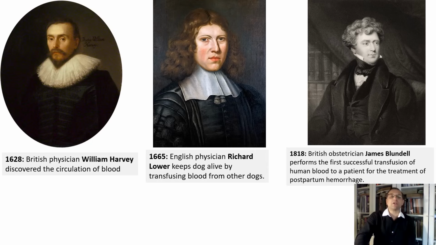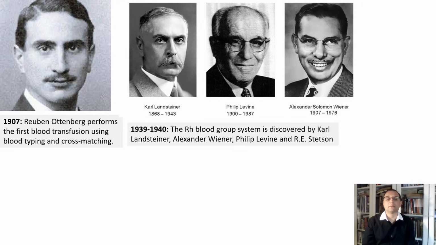1818. British obstetrician James Blundell performs the first successful transfusion of human blood to a patient for the treatment of hemorrhage. In 1907, Reuben Ottenberg performs the first blood transfusion using blood typing and cross-matching. Around the 40s, the Rh or rhesus blood group system is discovered by Karl Landsteiner, Alexander Wiener, Philip Levine, and R.E. Stetson.